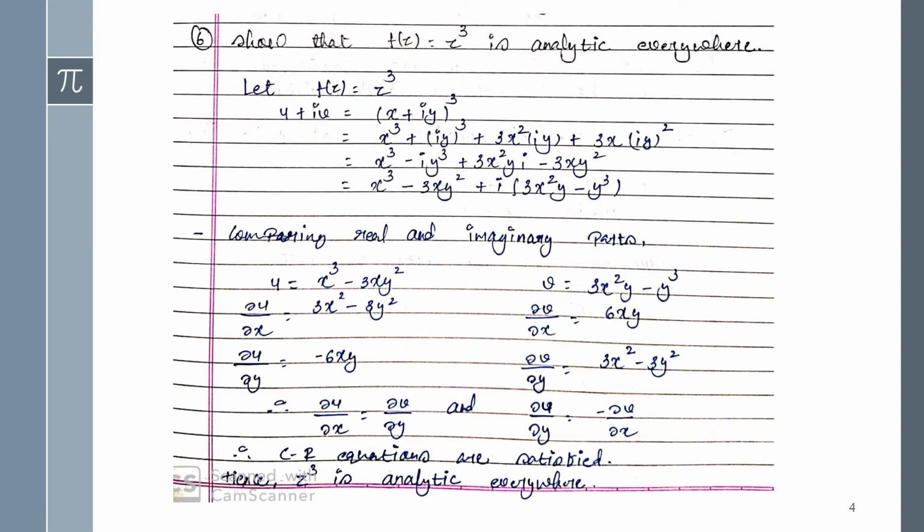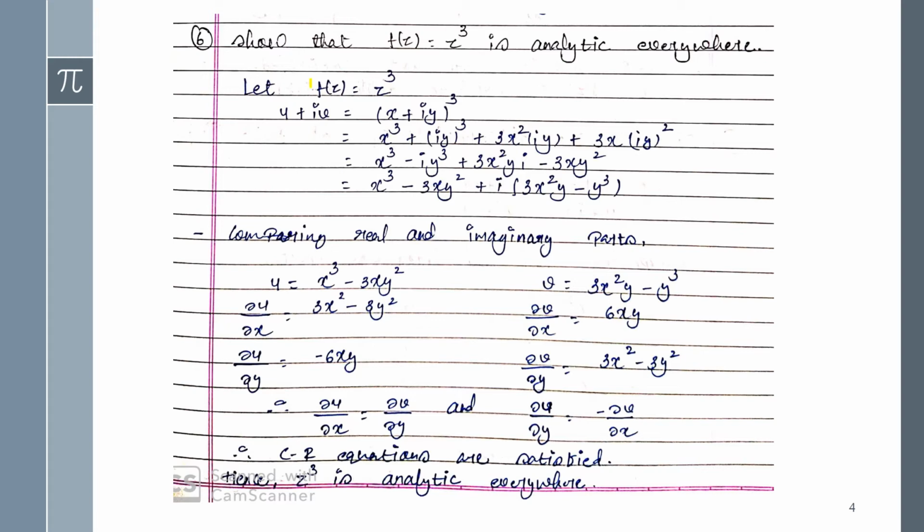To verify the CR equations, we need 4 components: u with respect to x and y, as well as v with respect to x and y. For that, first we need u and v. And how can we find u and v? That will be from the real and imaginary parts. So first you have to find the real and imaginary parts. Okay, so let's start.